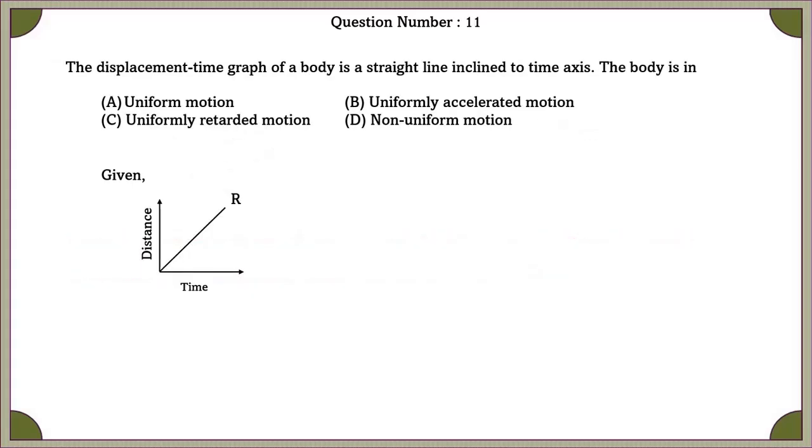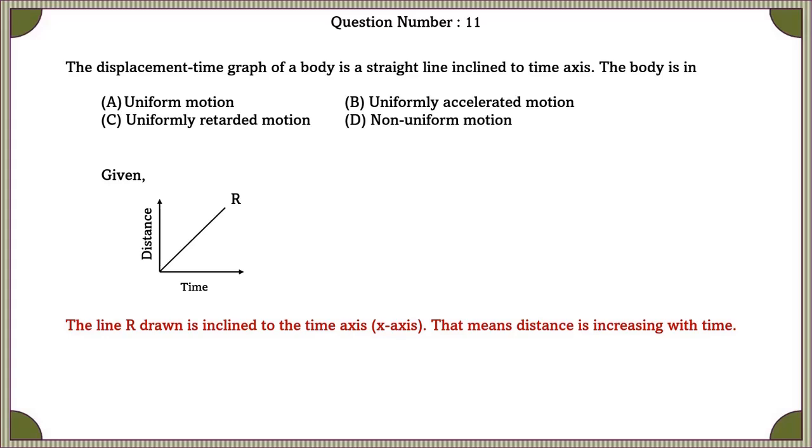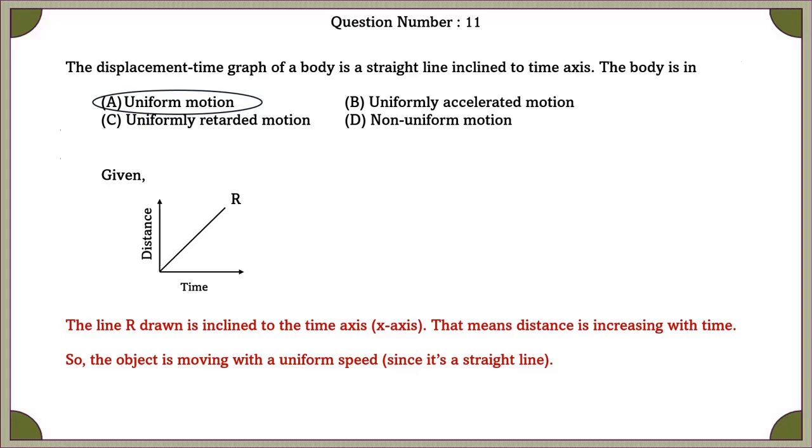Question number 11. The displacement time graph of a body is a straight line inclined to the time axis. The body is... Given the line r drawn is inclined to the time axis. That means distance is increasing with time. So the object is moving with a uniform speed since it's a straight line.